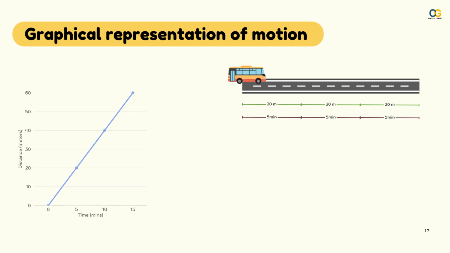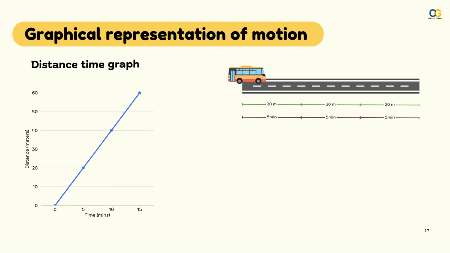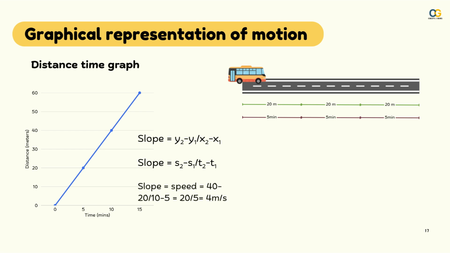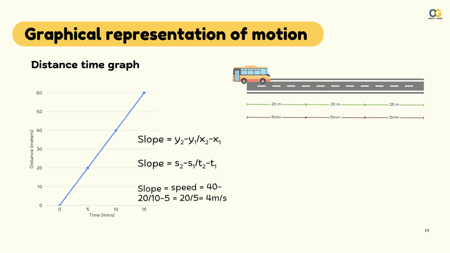So plotting this distance and time as a graph gives us a distance time graph, which forms a straight line. Now the slope of the distance time graph, which is (y2 minus y1) by (x2 minus x1), which is nothing but (s2 minus s1) by (t2 minus t1), where s represents distance here, gives us the speed of the object. So we can use the distance time graph to find the speed of the object.